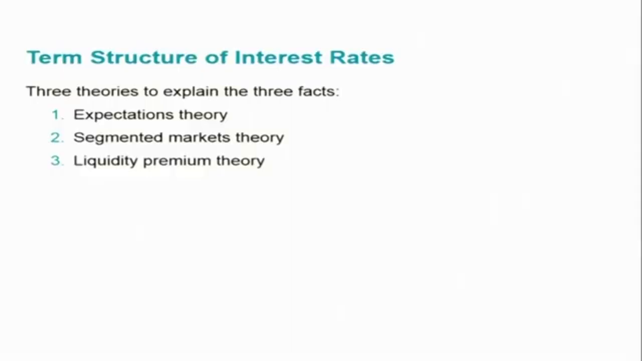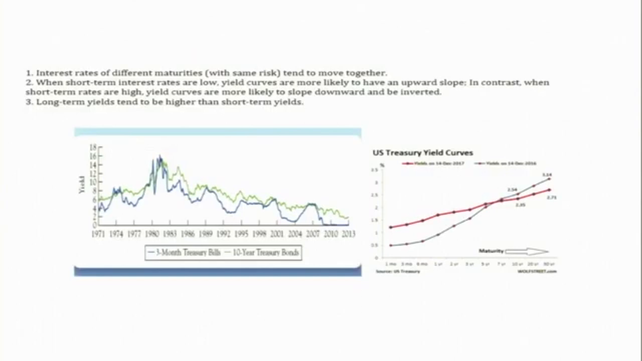Welcome. In this session, let's discuss three theories associated with the term structure of interest rates. One is expectation theory, the second one is segmented markets theory, and the third one is liquidity premium theory. As we discussed in the previous class, a theory of the term structure of interest rates must explain three facts. The first is that interest rates of different maturities tend to move together.